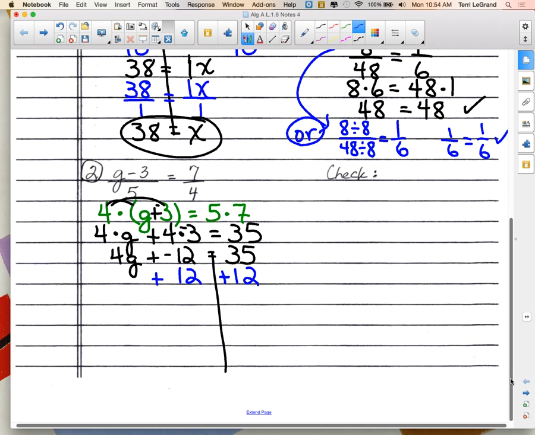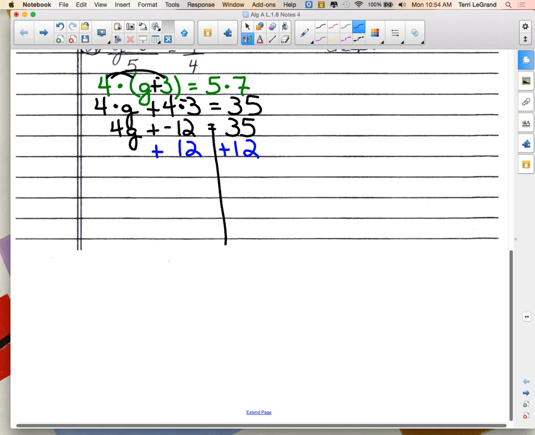Add 12 to both sides. And what do we end up with? 47 for the 35. 4G equals 47, right? Okay. And then you would divide the 4 on both sides. Divide both sides by 4.